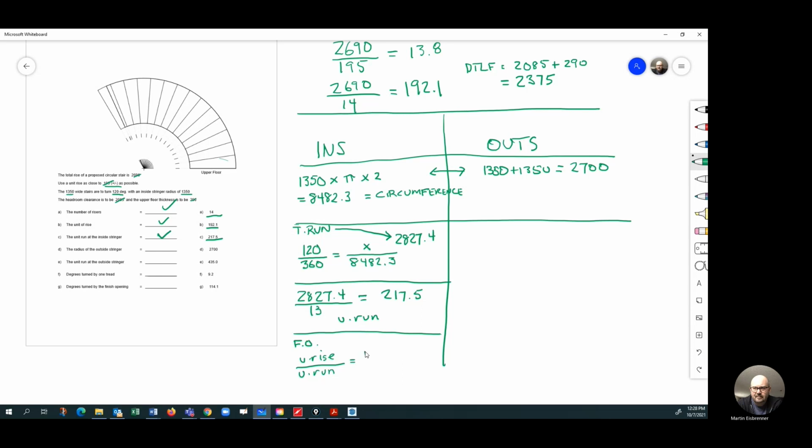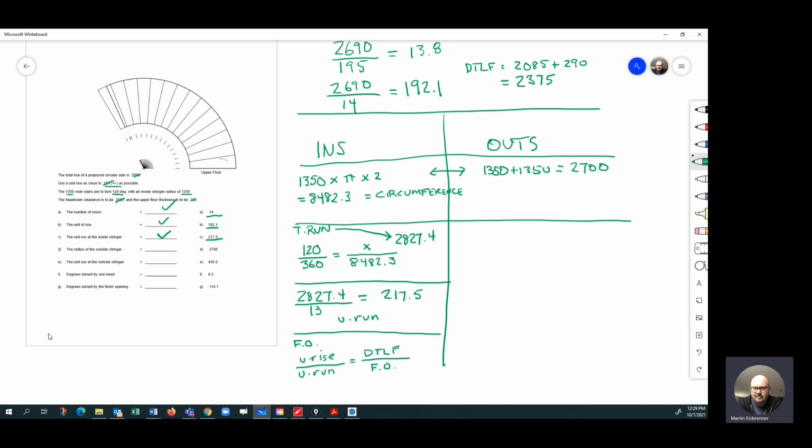It was the drop to line of flight and the unit rise, unit run at the inside and outside as a direct proportion, wasn't it? Yeah. So as long as you don't swap sides here, then you're good to go. So unit rise over unit run is equal to drop to line of flight over finished opening. And by the way, guys, all you need is any three of these to figure out the fourth thing.